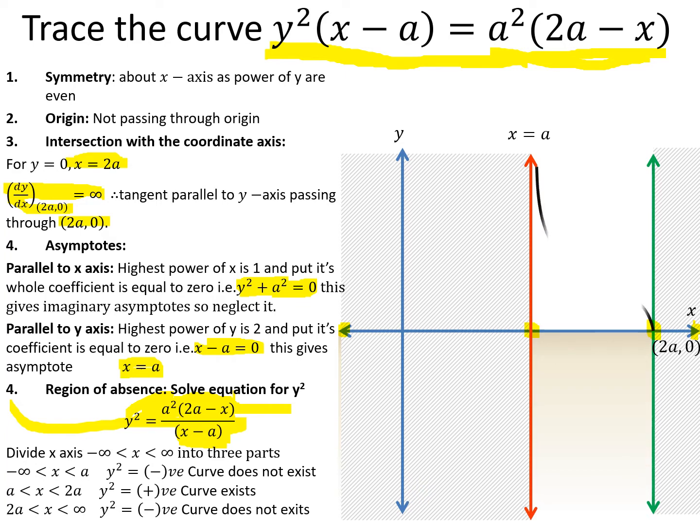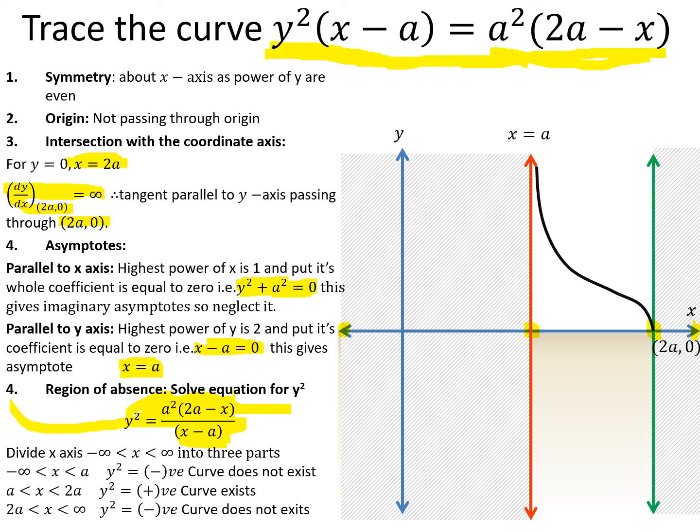Okay. So like this. So here this branch near the red line is parallel to the asymptote, that is the red line, and here at 2a point your curve touches the green line. Okay. So those two parts you have to draw. Now you have to smoothly join these two parts. Okay. So this is our curve above the x-axis.